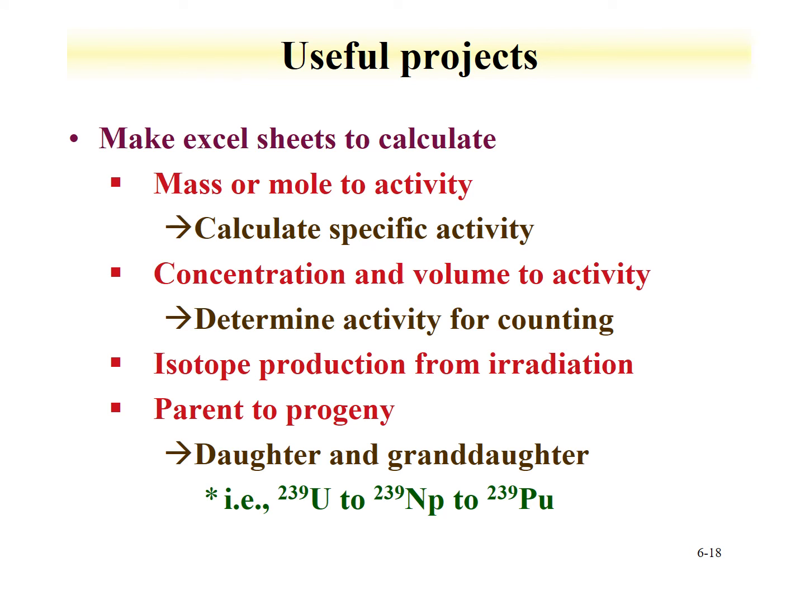You can also make a spreadsheet for talking about isotope production from irradiation, and what we had kind of shown with the Bateman equation, parent to progeny, so daughter to granddaughter.